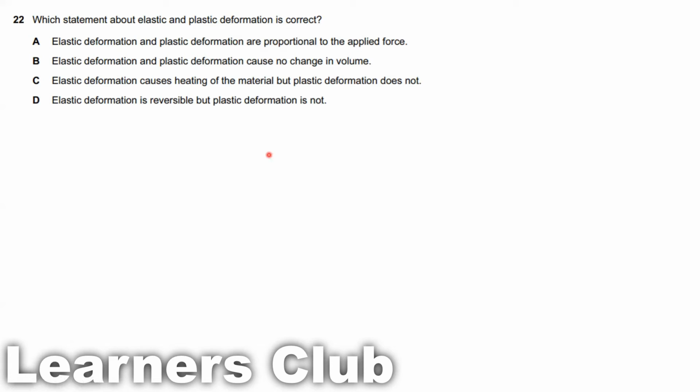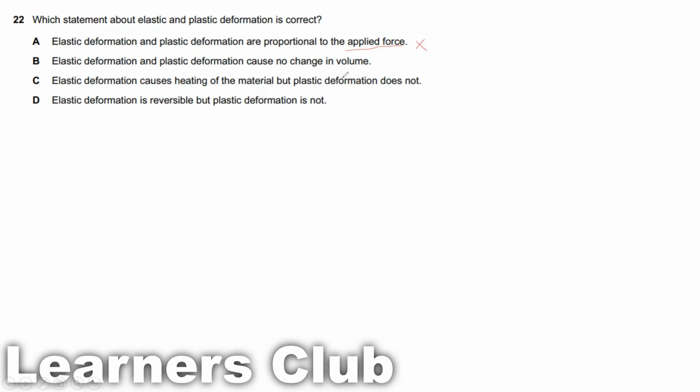go back to its original length. There might be some permanently deformed length, or there will be a permanently extended length that is attached. That means you have taken it to a point where it cannot return to its original position. So let's read option A. Elastic deformation and plastic deformation are proportional to the applied force. No, that's not correct, because plastic deformation will not be proportional, it will deviate. Elastic deformation, plastic deformation cause no change in volume.